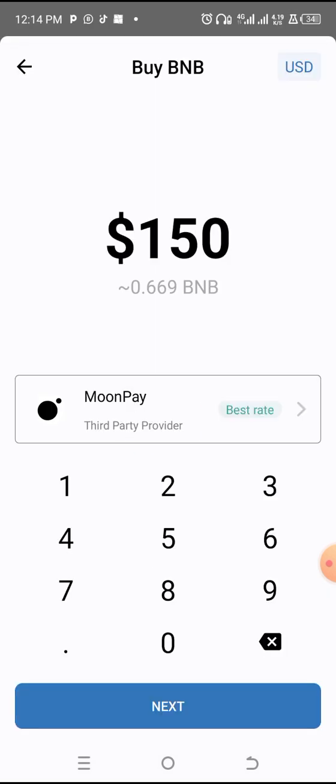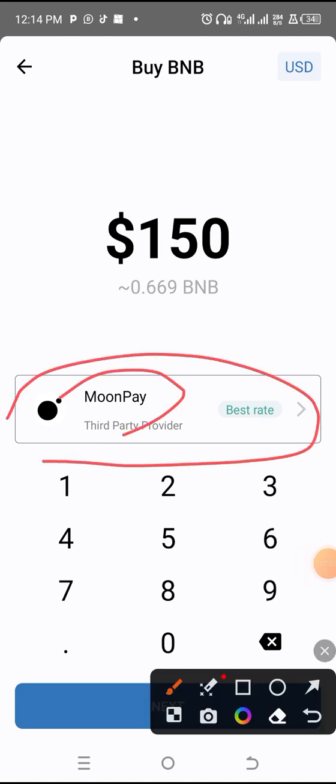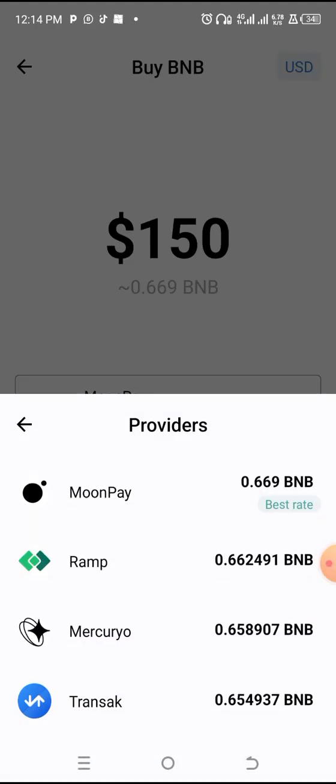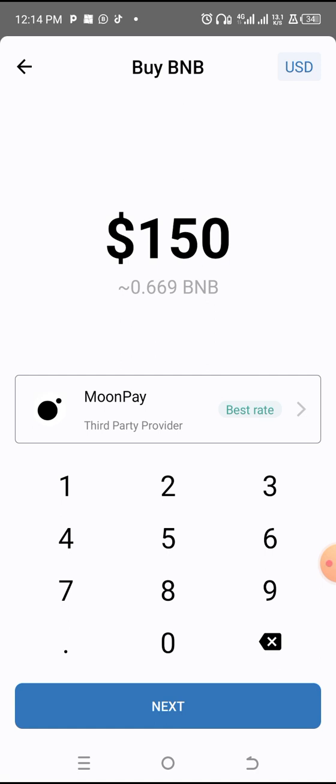You can't use your card. The only option here, I think, is MonPay. Okay, MonPay is what they are using here. Let's see, they have several other payment gateways here you can use, but I don't advise you using it.